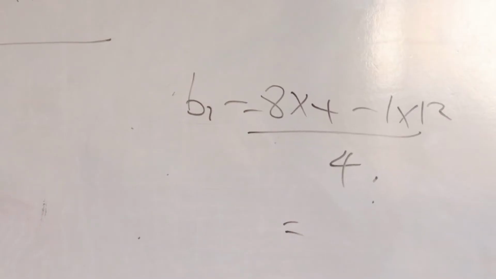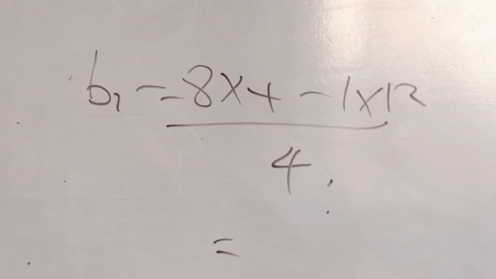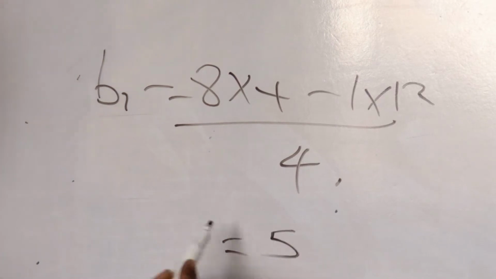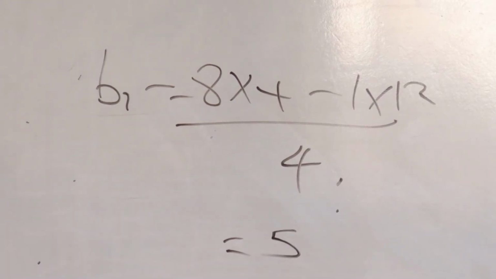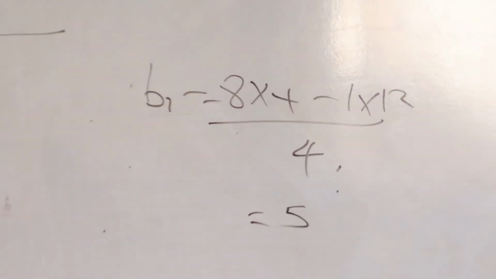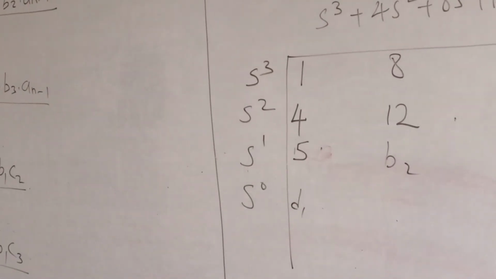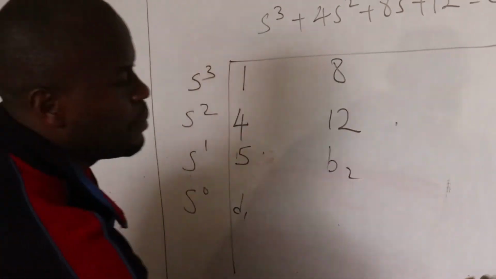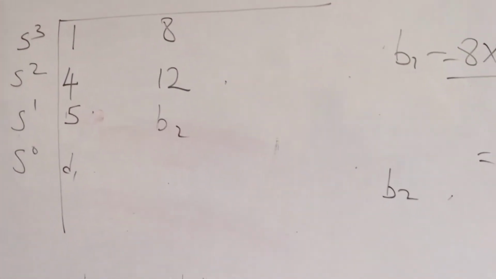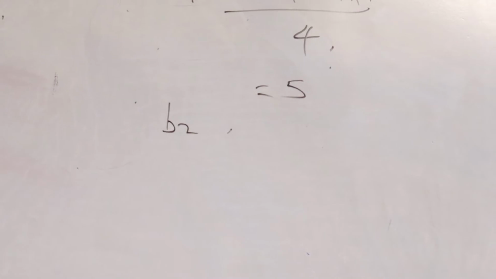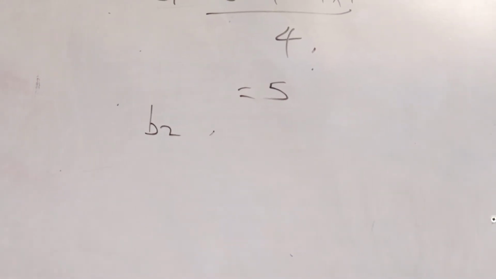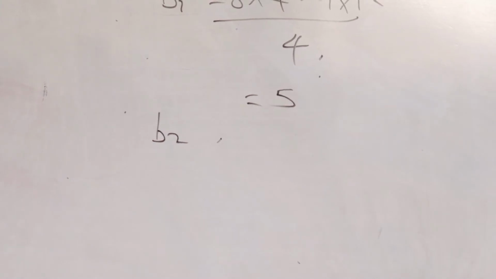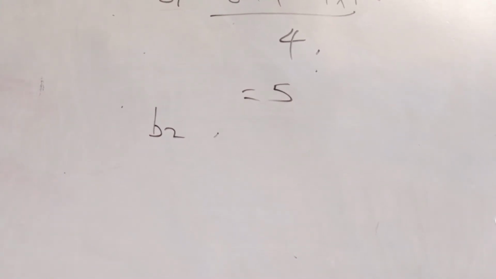What's the answer? Yeah? 5. So it means that your B1 will be 5. Right? Then B2, what is it going to be? It's going to be 0. Yeah, it's going to be 0 because you cannot calculate it.